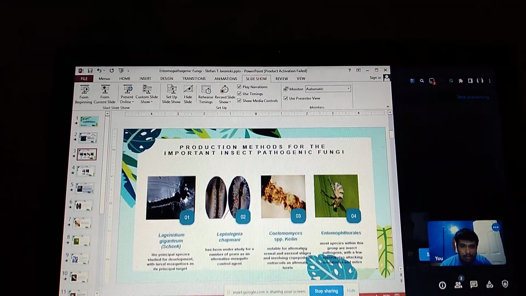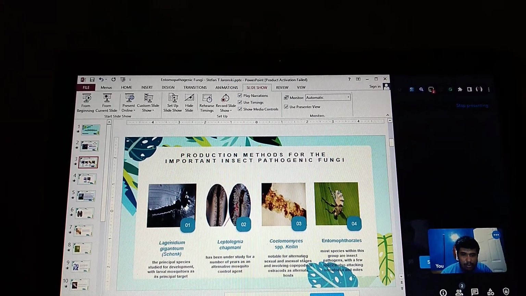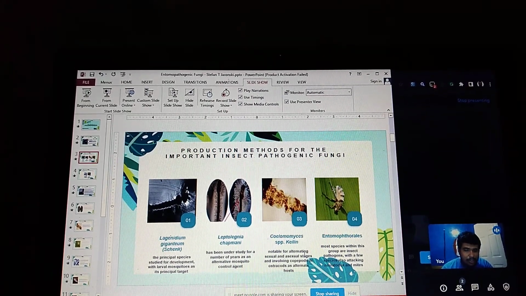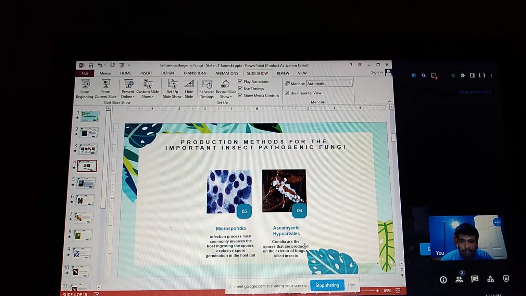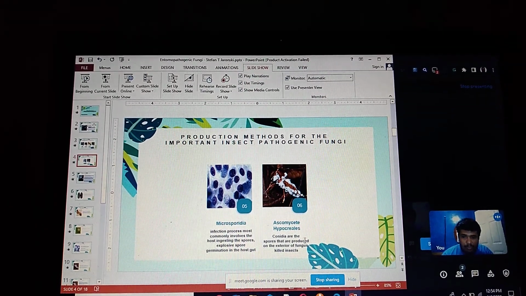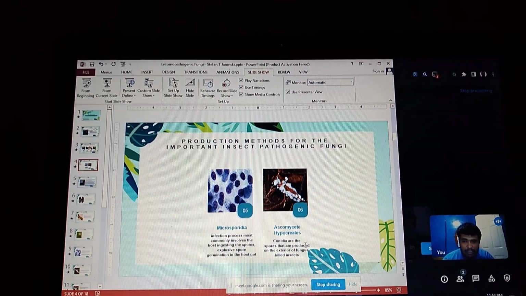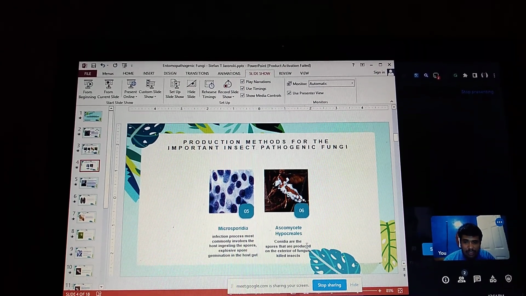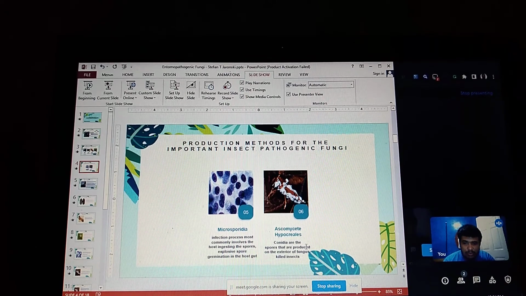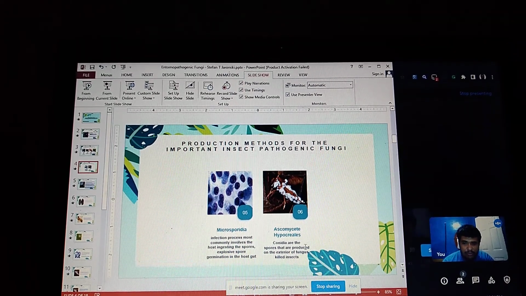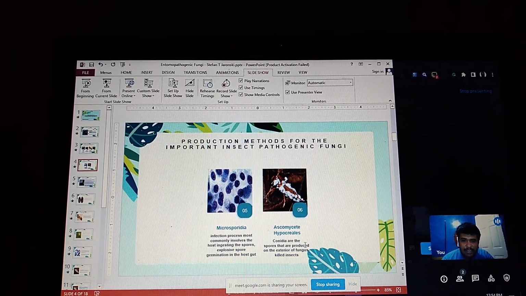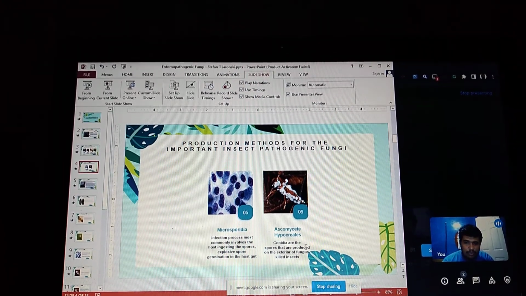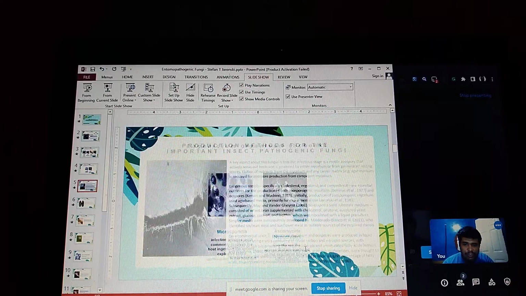Entomophthorales is the most species-rich group of insect pathogens, with a few species also attacking nematodes and mites. For Microsporidia, the infection process most commonly involves the host ingesting the spores, with explosive spore germination in the host gut. Ascomycete hypocreales conidia are the spores that are produced on the exterior of fungus-killed insects.